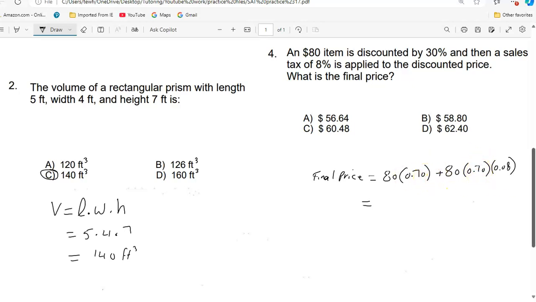80 times 0.7, if you factor it, so you have 80 times 0.7 multiplied by what? Open parentheses. From here you're going to get 1, and from here you're going to get 0.08, which is 1.08. And if you use your calculator and multiply all these three numbers together, that should give you 60.48, and that is choice C.